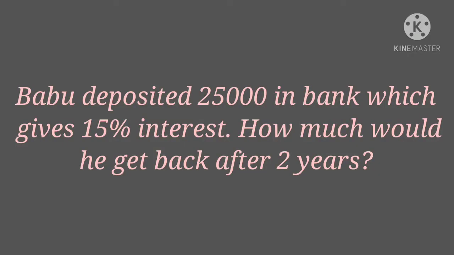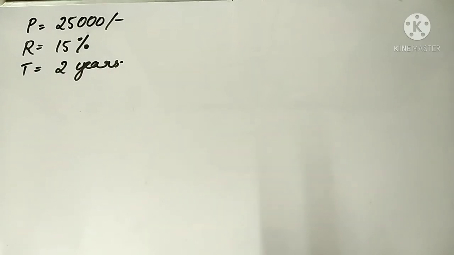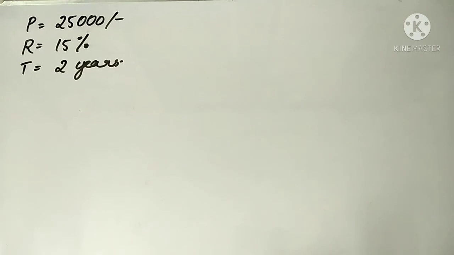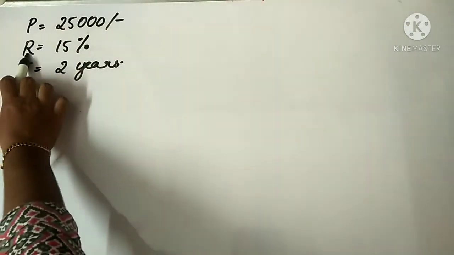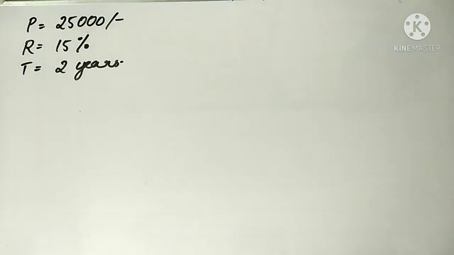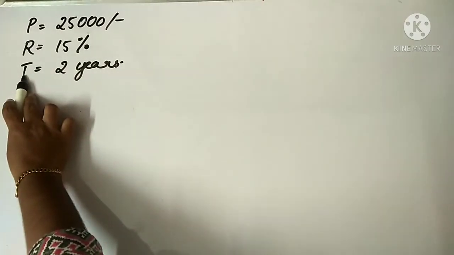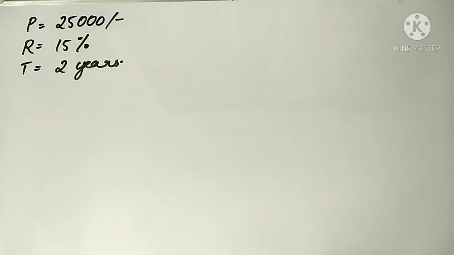Question. Babu deposited 25,000 in a bank which gives 15% interest. How much would he get back after 2 years? According to the question, deposited amount is 25,000 at the rate of interest 15%. So the principal amount is 25,000 and rate of interest is 15%. We want to calculate how much he gets after 2 years, so time is equal to 2 years.